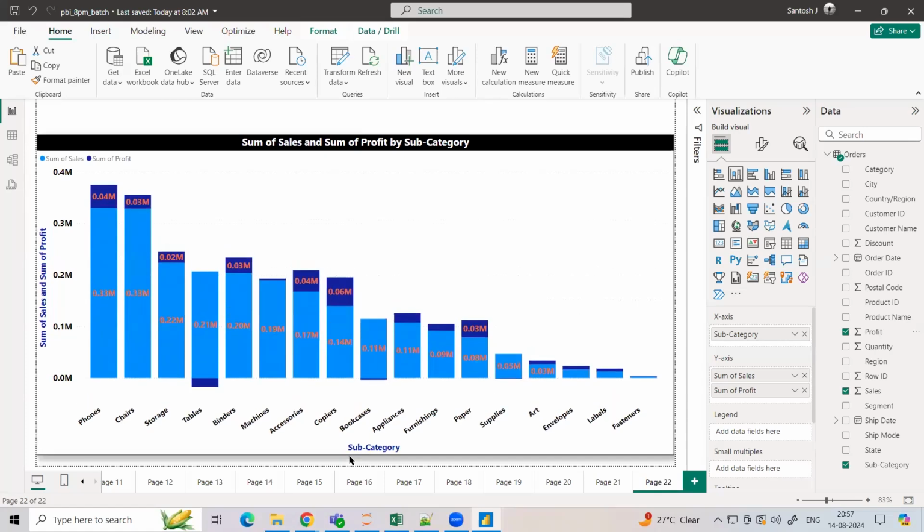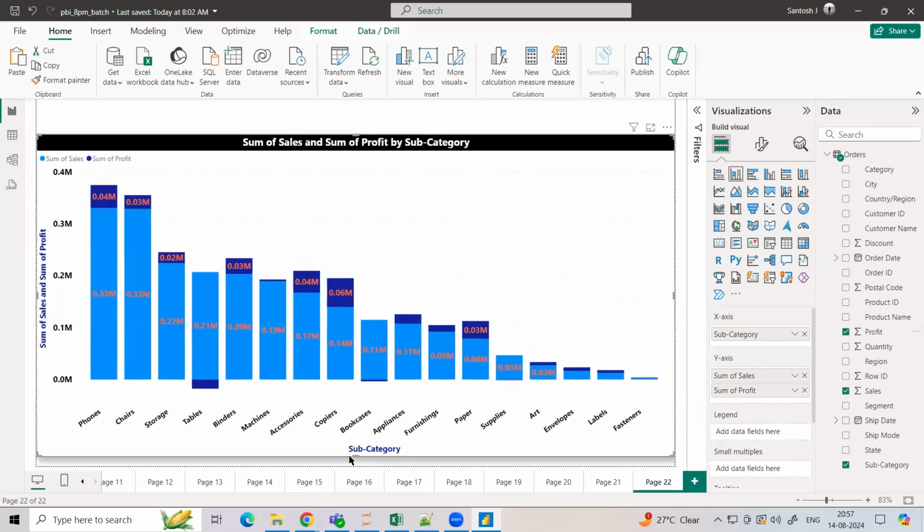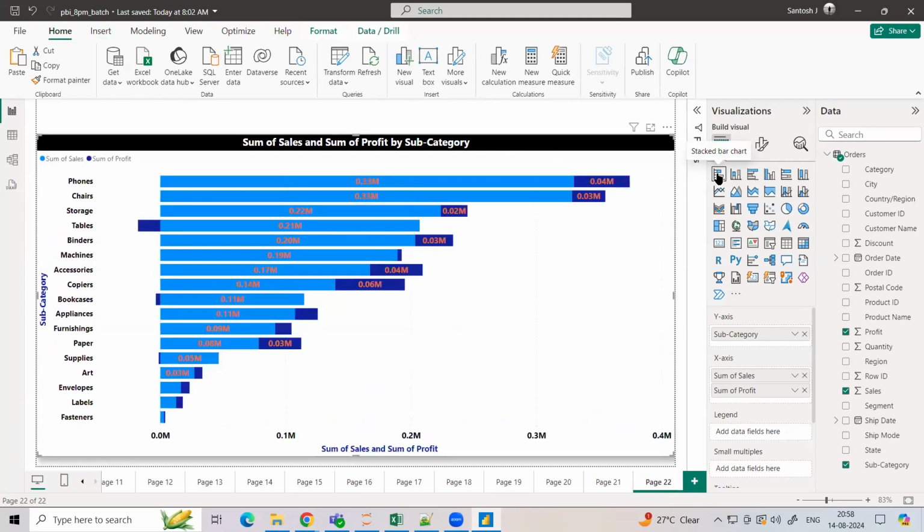Now on the first glance, do you think it is readable? No. In phones, the total sales is made by 0.33 million. The profit is made as 0.04 million. Is it readable? No. Okay, this is not readable. Let's go for clustered.